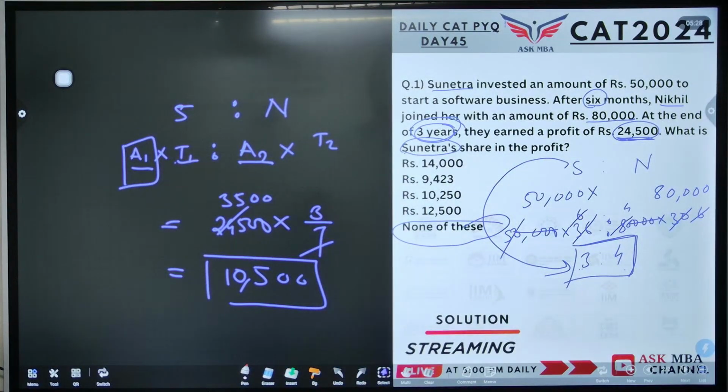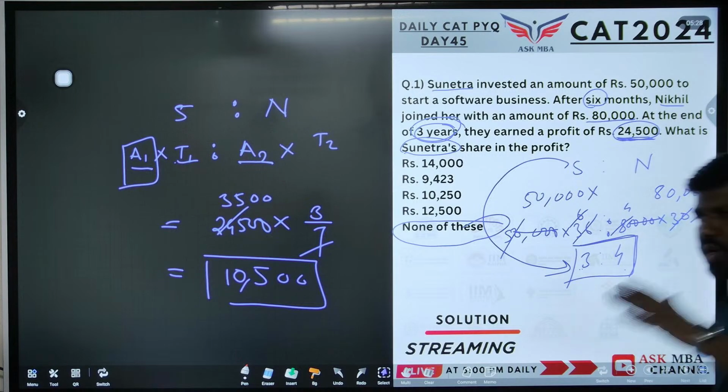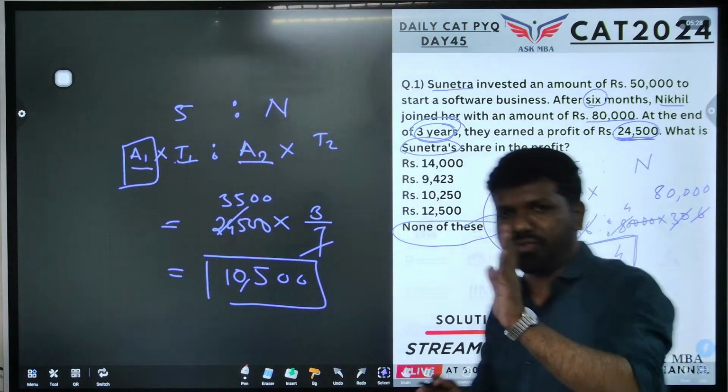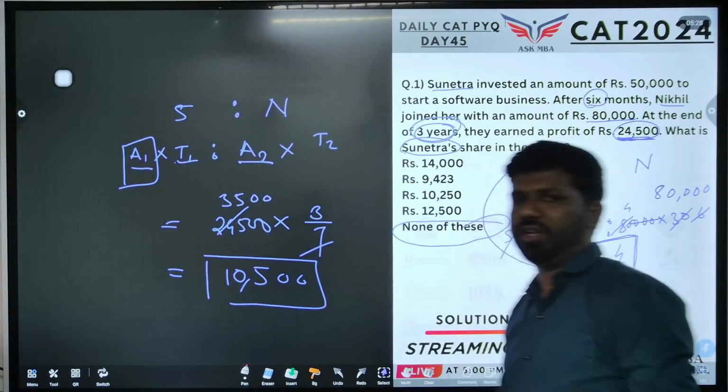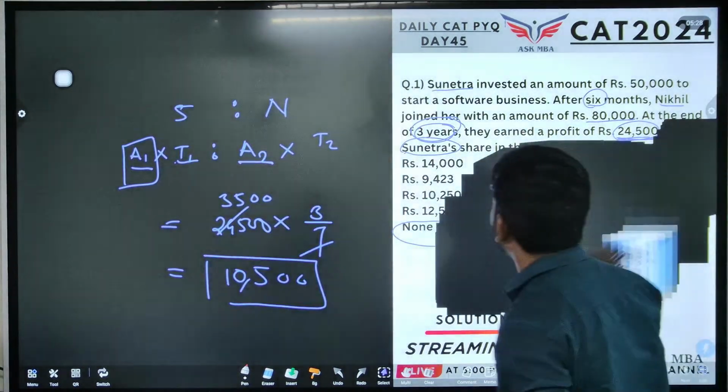Alright, I hope the concept is clear, because to solve questions like this you need to be very clear in ratio proportion. Again, there is one more chapter called averages. You need to be very good at averages while solving questions from profit and loss or simple interest, compound interest. Alright, so I want you guys to take a screenshot of this question. Let me clean this for you.